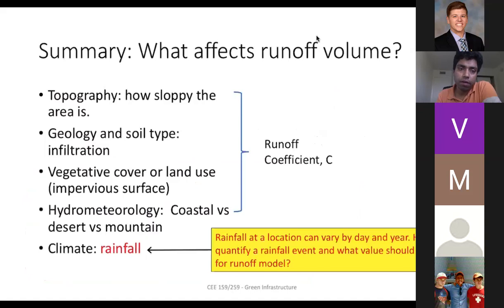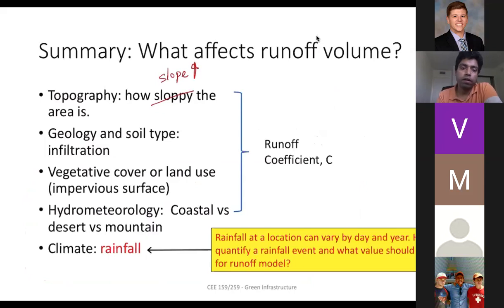So again, this is the summary. What you learned so far is topography. All I'm trying to say is that if the slope is high, your infiltration rate will decrease, because if it is sloped, most of it will become runoff.